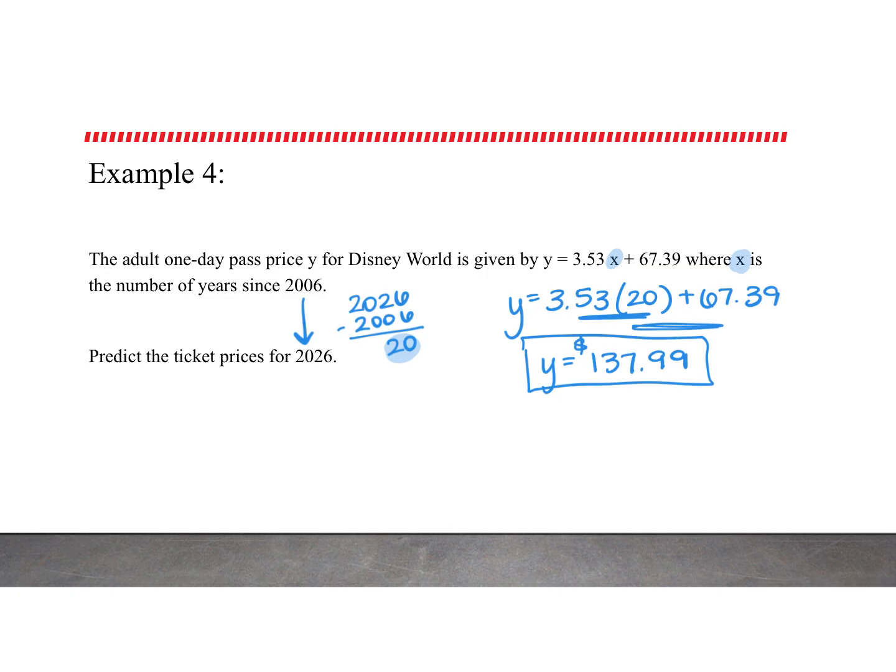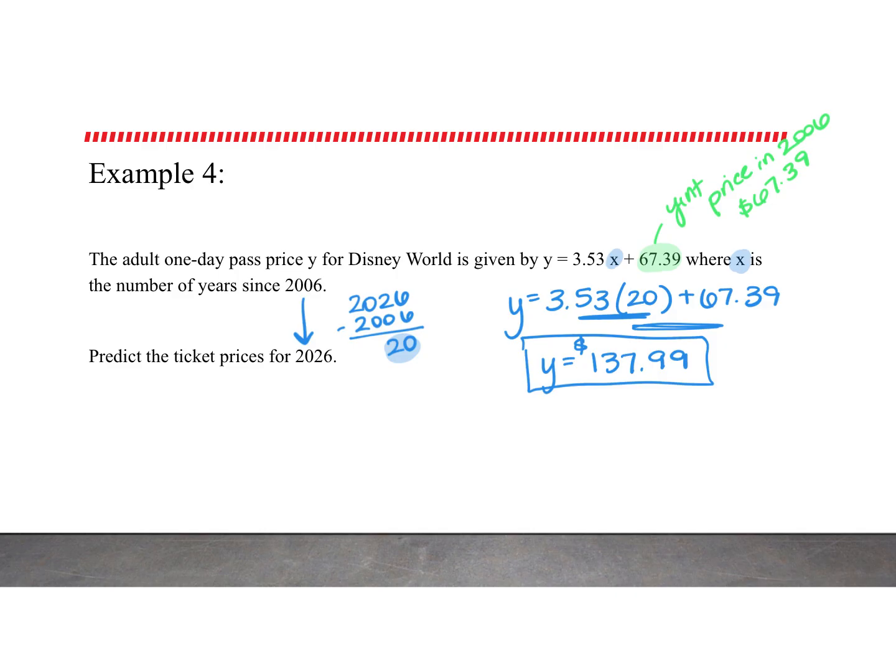But before I go beyond this, because we've found what they asked us for, I want to make sure we understand what we had here in our equation. So if I go back to this equation, this 67.39, this is your y-intercept piece. So this means this was the price in year 2006. That was like our starting point. So in 2006, they're saying the price for Disney was $67.39. This is where we started from for our graph.